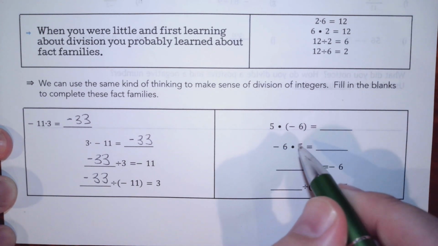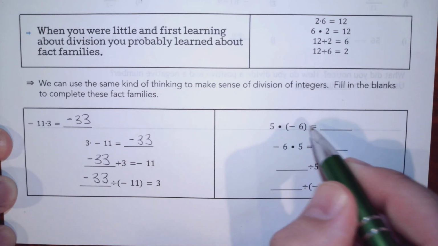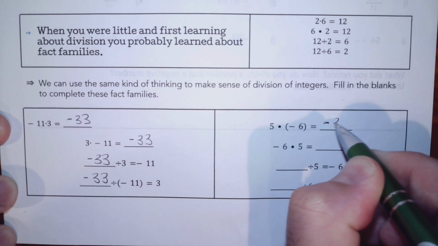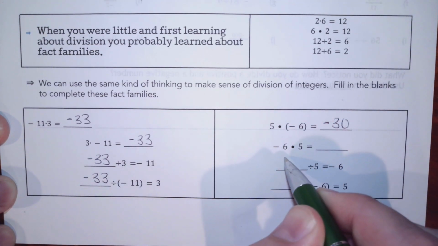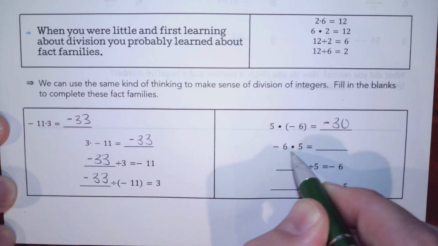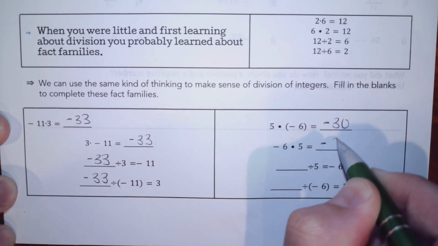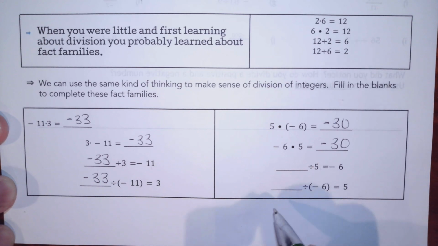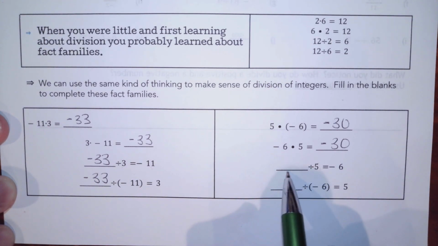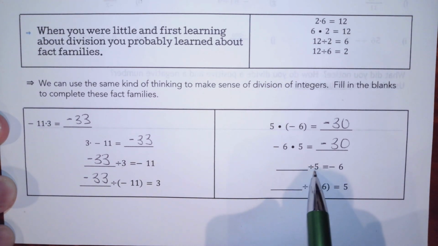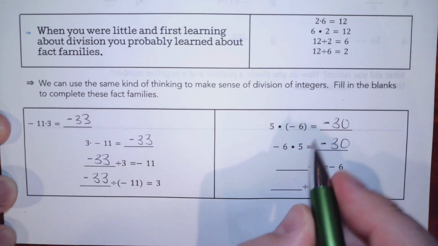Let's try it over here. We know that 5 times negative 6 is negative 30. And we know that multiplication is commutative, so we know that negative 6 times 5 is also negative 30. So in this fill in the blank, we've used the 5, we've used the negative 6, but we haven't used the negative 30.